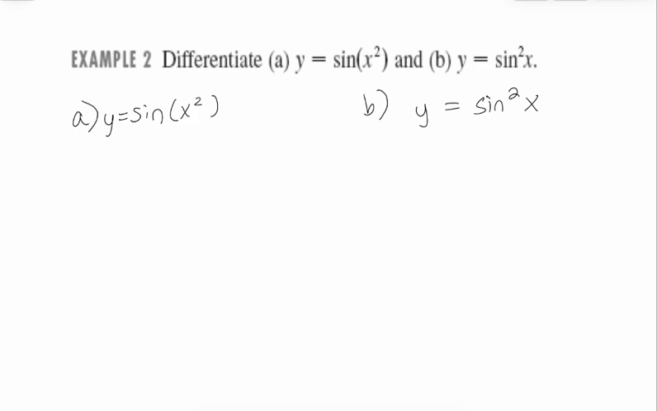Those are very different problems. A, it is very clear that our inside stuff is x squared. Our outside stuff is sine, okay? So the derivative of this one's pretty straightforward. You take the derivative of the outside stuff. The derivative of a sine is a cosine. Leave the stuff there. Multiply by the derivative of the inside. What is the derivative of x squared? 2x. So we're going to multiply by 2x. That's it.